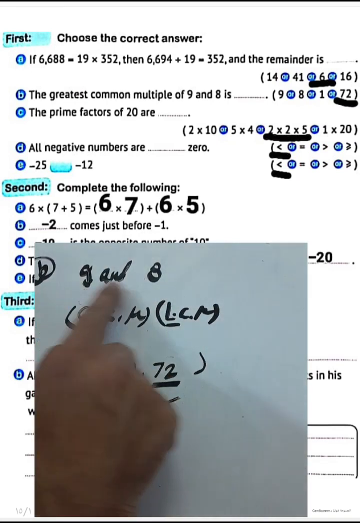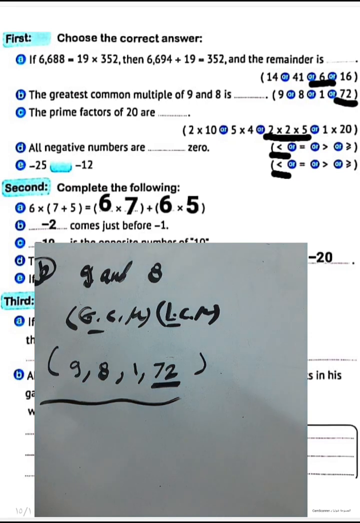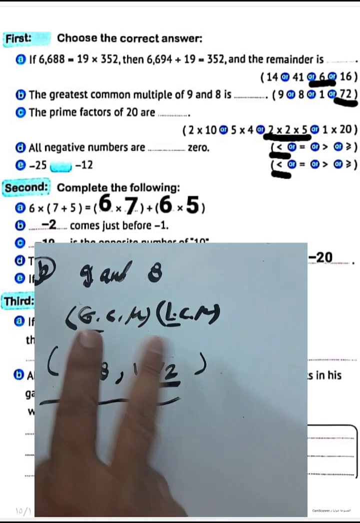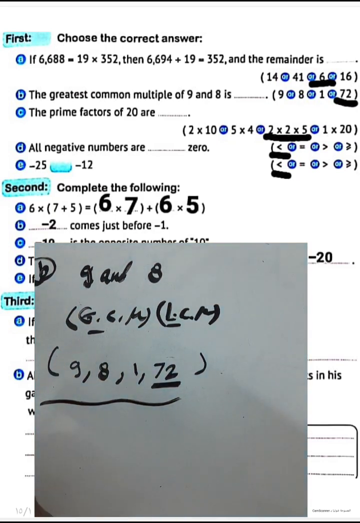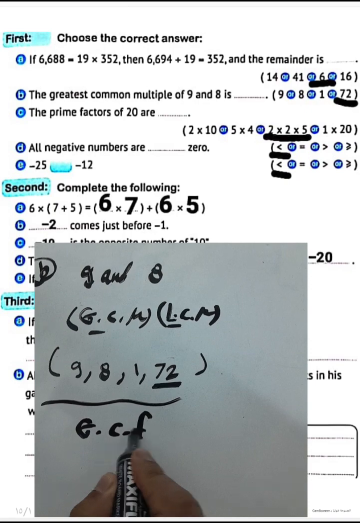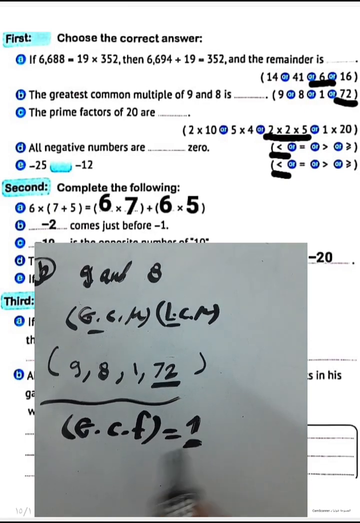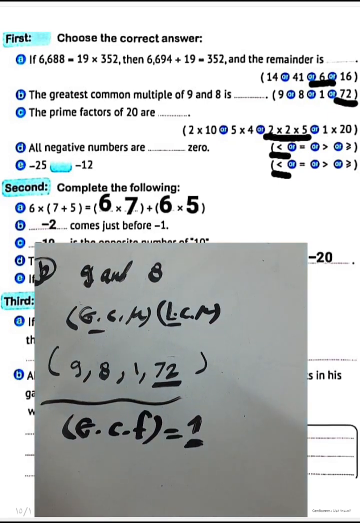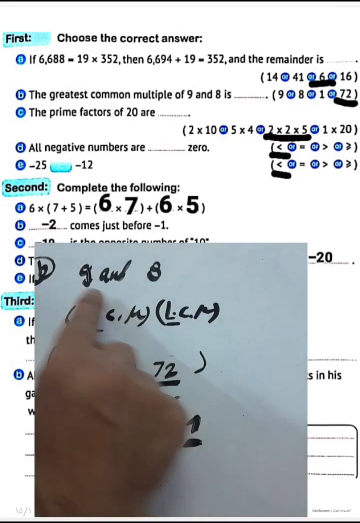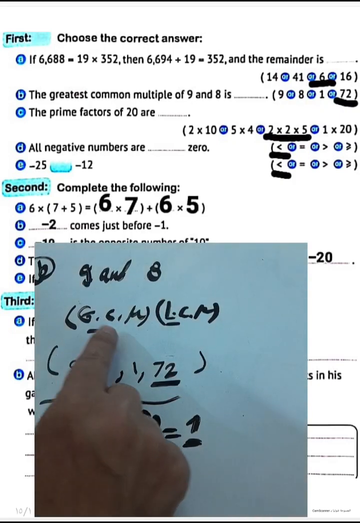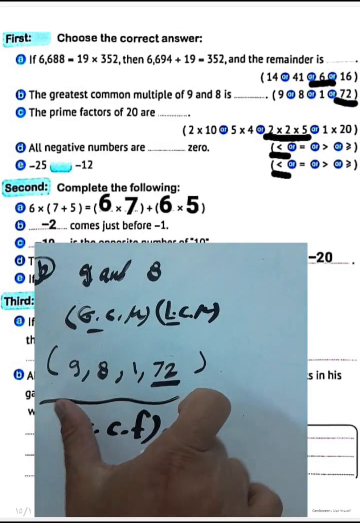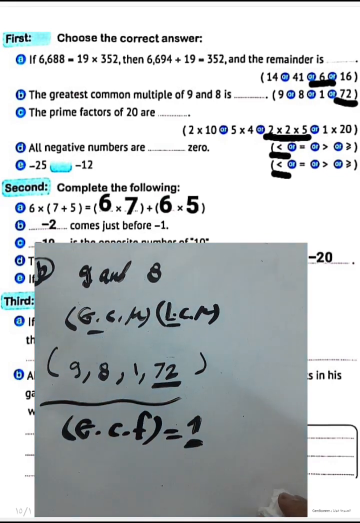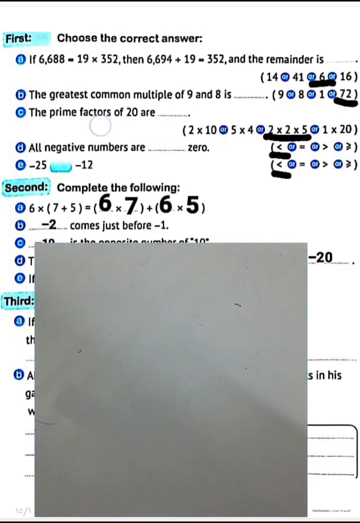9 and 8, what do we call them? Relatively prime numbers. To find the least common multiple between two relatively prime numbers, you must find the multiplication between them. But if you want to find the greatest common factor between two numbers, it will be 1. The greatest common factor between 9 and 8 will be 1. But in this example, we can write the least common multiple between two numbers will be 72, or the greatest common multiple will be 72, because he gives us a lot of choices from these parentheses.